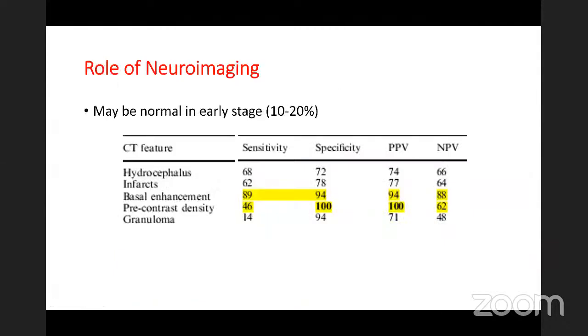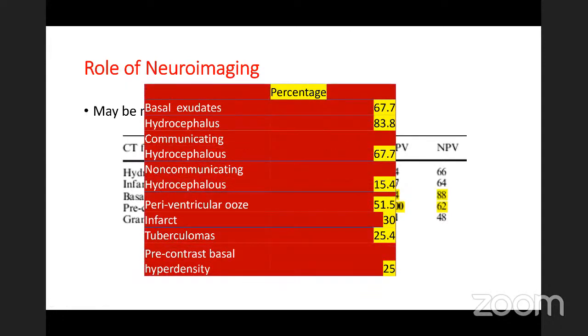Next, coming to the role of neuroimaging in tuberculosis. It is very important, especially as mentioned by the earlier speaker, in the early stages, because if we are able to pick up tuberculosis early, in the prodromal stage, then we can prevent the neurological morbidity that may be seen in this situation. Basal enhancement, pre-contrast density and granuloma formation, along with hydrocephalus and infarcts, are absolutely helpful in diagnosing tuberculosis. And the percentages of basal exudates are quite high.